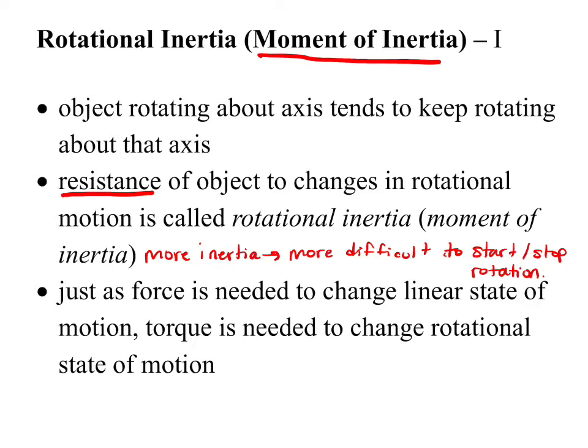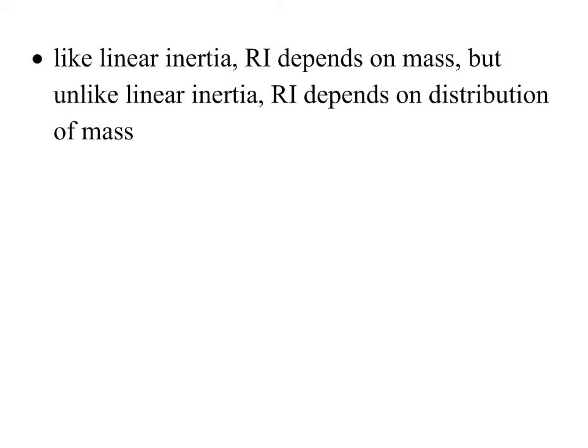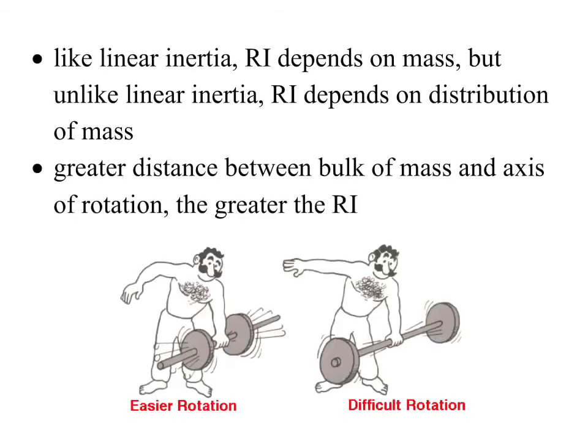Now let's talk about when there is more rotational inertia for an object versus less, okay? So rotational inertia depends on mass, but it actually depends more on the distribution of the mass along the axis of rotation, or how it's rotating, okay? So basically, if there's a bigger distance between the bulk of the mass and the axis at which it's rotating, the greater the rotational inertia. So it's much easier to think of this in terms of an example.